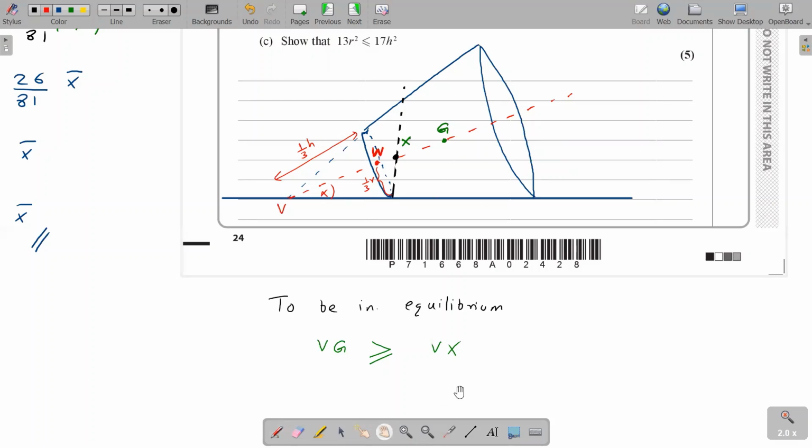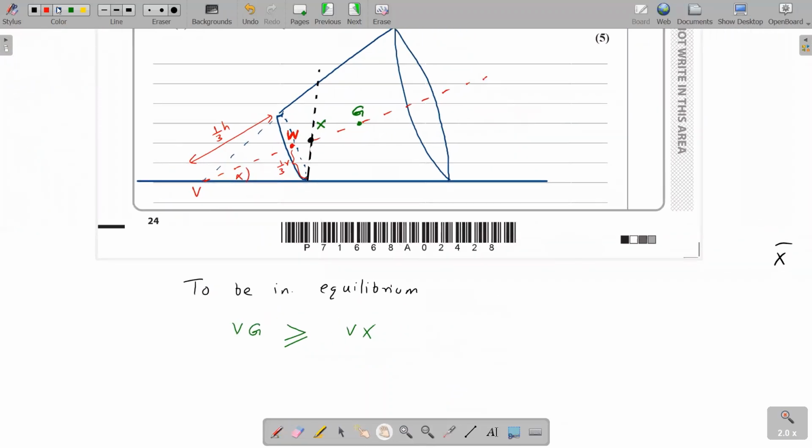So what we need to do here is, you can even write to be in equilibrium without going VG is greater than or equal to VX. You could even write what? The WX distance can be what? Sorry, the WG distance should be greater than or equal to WX. Even that is okay, because otherwise for VG, I have to add this 1 over 3h also. So we can go with WG distance must be higher than WX.